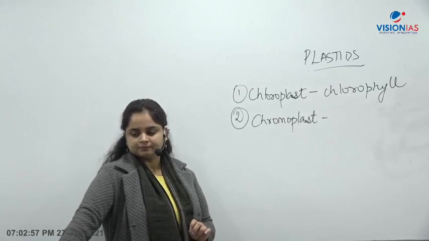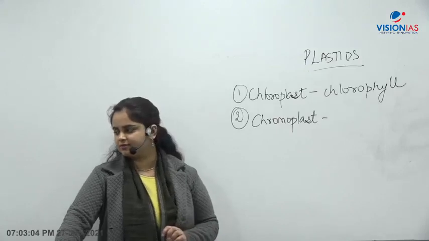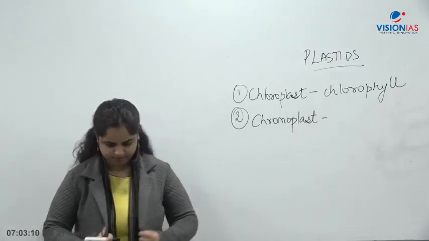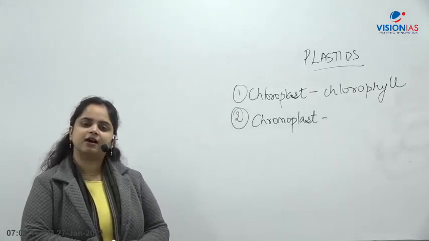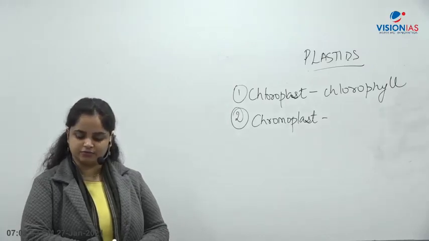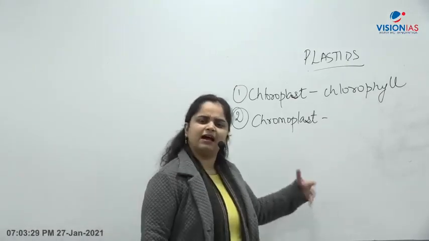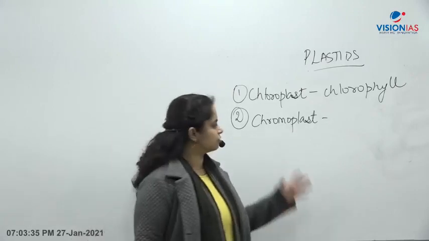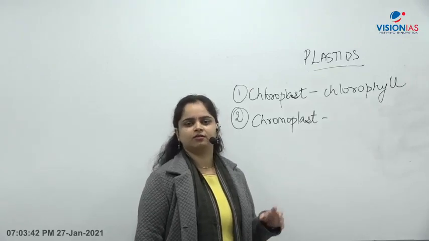Chromoplast, they give different colors to different parts of the plant, like flowers and fruits. So depending on whichever color they have to give, they will have that pigment. If they have to give red color, they'll have a specific pigment for red color like this. So we will find chromoplast in the colored parts of the plant.